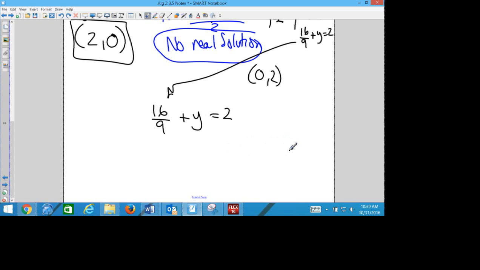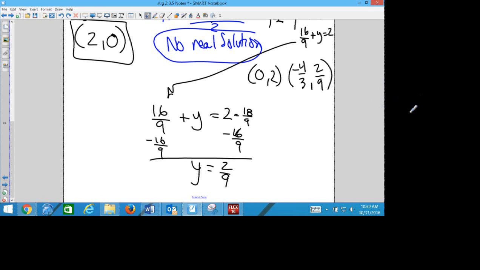In order to subtract 16/9 from both sides, that 2 has to be 18/9. So if I take 18/9 minus 16/9, I get 2/9. So my second answer would be negative 4/3, 2/9. That would be my two answers. Incredibly beautiful representation of fractions in real life, right?